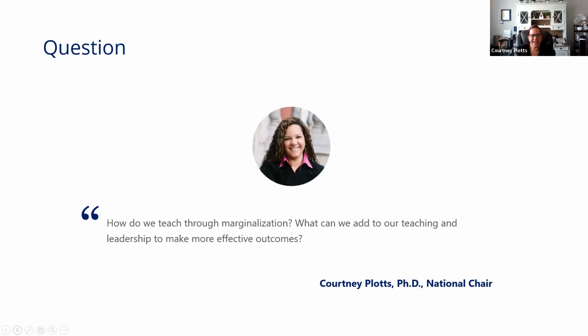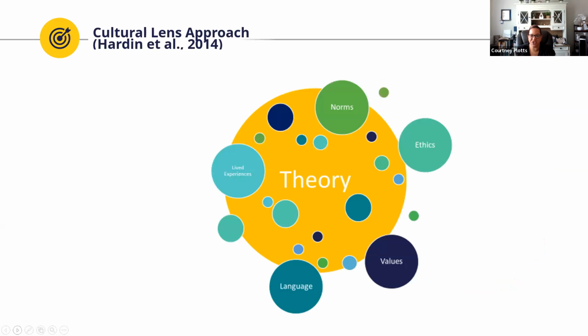So if we ask ourselves now, what are those best practices? How do we teach through the marginalization? There's a couple of ways we can look at this, right? So when you think about culture, you can think of one of these three ways. We're cultural, so you think of the cultural lens approach, and this is something that was created by Hardin, and Hardin says, listen, every part of thinking and education is influenced by culture.